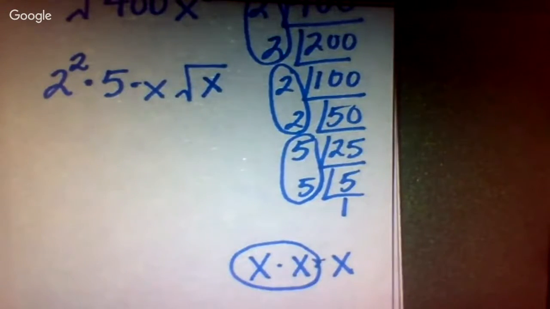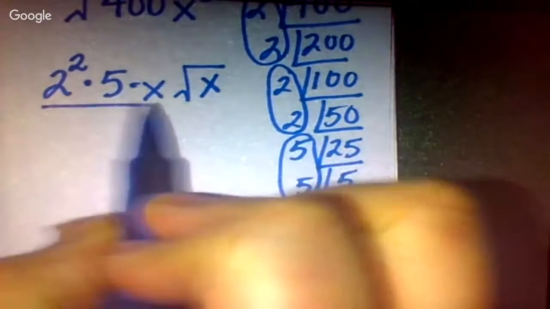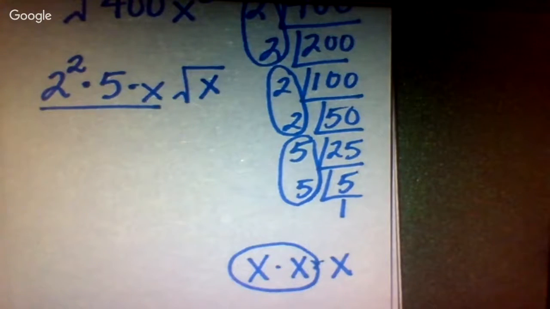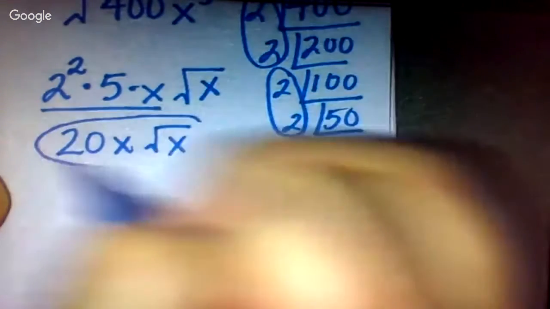Now my last step is to multiply what's out front. So first we have to do exponents. What's 2 to the second power? 4. 4 times 5 is 20. So this is 20x square roots of x.